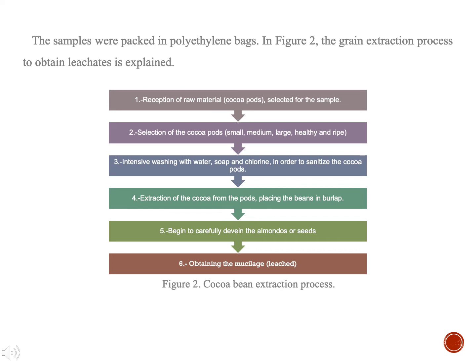Number 1. Reception of raw material: cocoa pods selected for the sample. 2. Selection of the cocoa pods: small, medium, large, healthy, and ripe. 3. Intensive washing with water, soap, and chlorine in order to sanitize the cocoa pods. 4. Extraction of the cocoa from the pods, placing the beans in burlap. 5. Begin carefully dividing the almonds or seeds. 6. Obtaining the mucilage leaches.